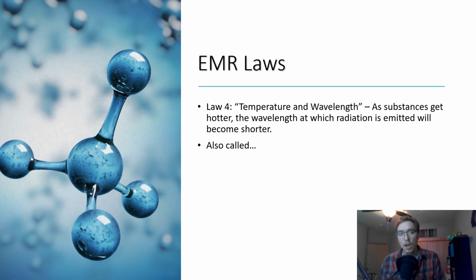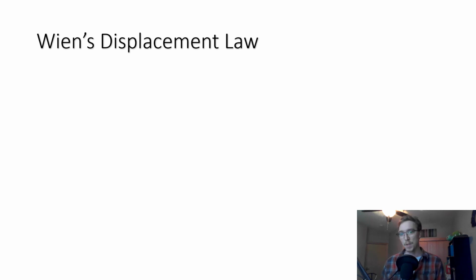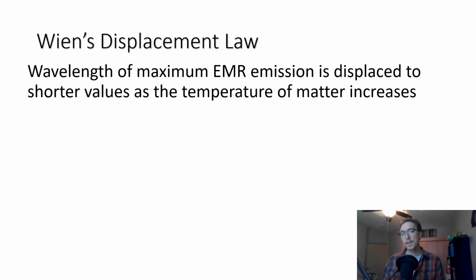Electromagnetic radiation law number 4, temperature and wavelength. As substances get hotter, the wavelength at which radiation is emitted will become shorter. This is also what we call Wien's displacement law, which basically just says that the wavelength of maximum electromagnetic radiation is displaced to shorter values as the temperature of matter increases.